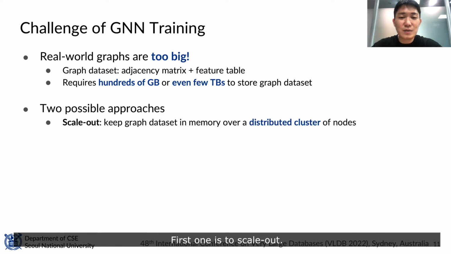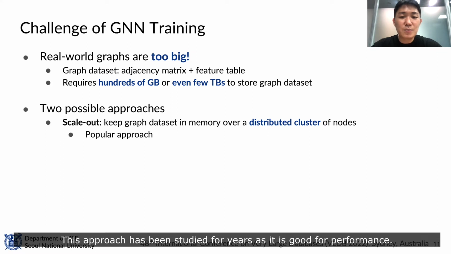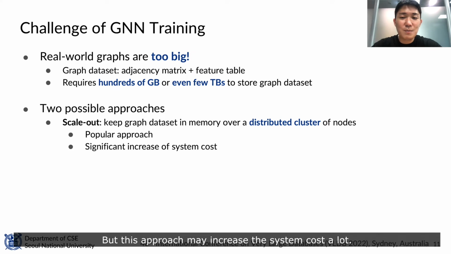First one is to scale out. By making a cluster of multiple nodes, one can keep graph dataset in memories. This approach has been studied for years and it is good for performance. But this approach may increase the system cost a lot.